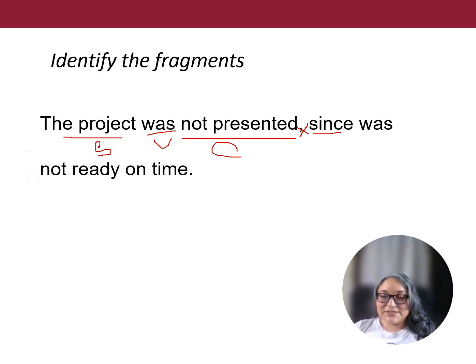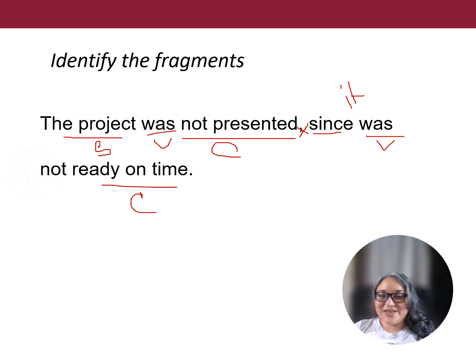I need a subject. If I have a subordinating conjunction, I need a full sentence after it. In this case, the subject is going to be it. Was is going to be the verb. Not ready on time. This is going to be the complement. So if you pay attention, there was a sentence fragment in this example due to the misplacement of a comma and because the subject was missing.